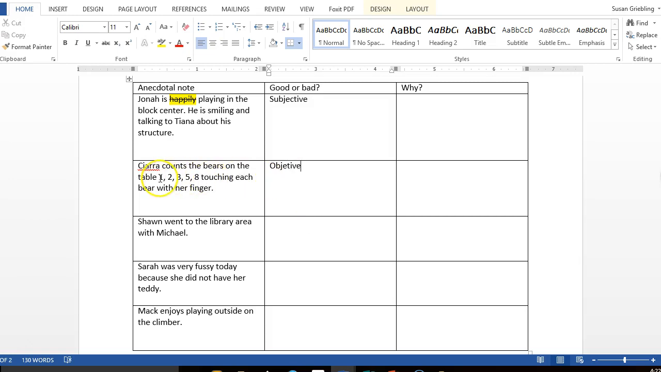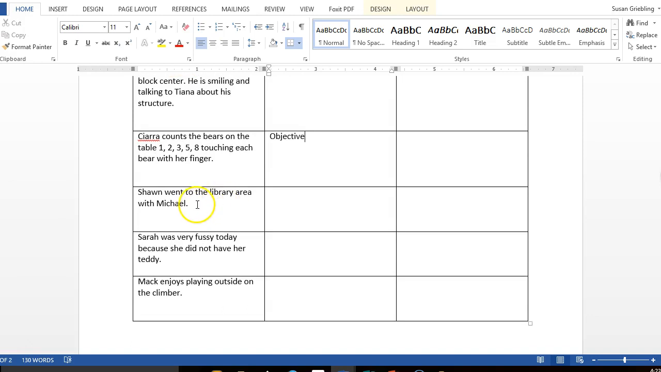You can see that whoever wrote this note gives us good detail about what she's doing. She's counting the bears. The bears are on the table. She gives us the sequence, and what you notice here is that this child skipped a couple of numbers when counting, pretty typical of young children, and that Sierra was touching each bear with her finger as she counted. Sorry, my computer keys stick, so I have problems with my typing sometimes. So this is very objective because the teacher included details about what the child was doing. Let's look at the next one.